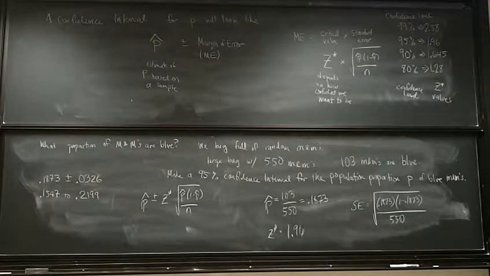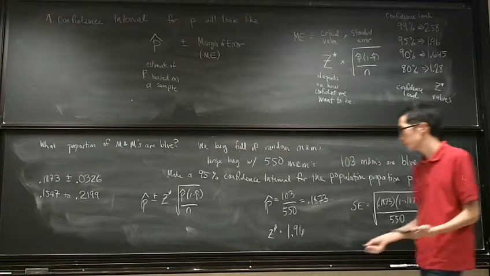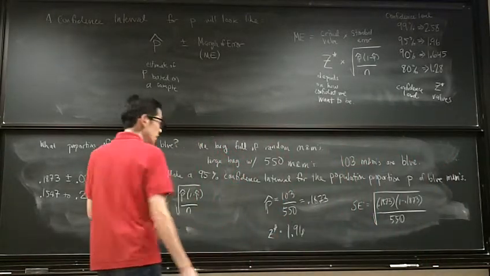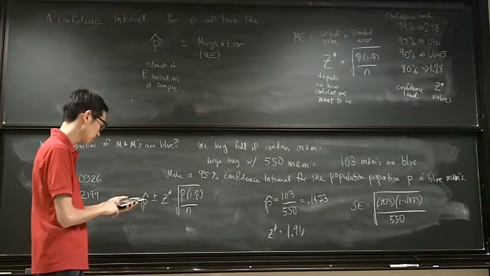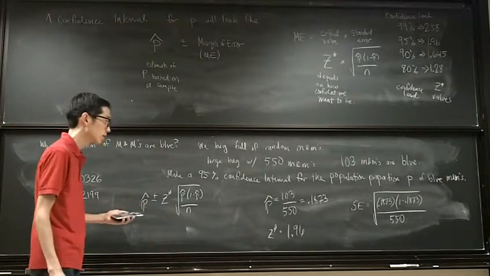Okay, and that comes out to be something else. Why is it not p hat over n? Oh wait, it's p hat times 1 minus p hat over n. I wrote it down wrong. No wonder.